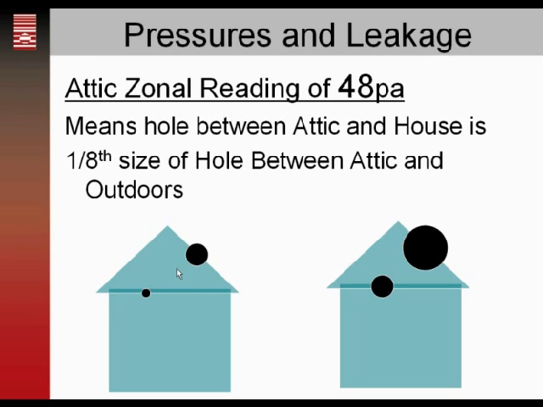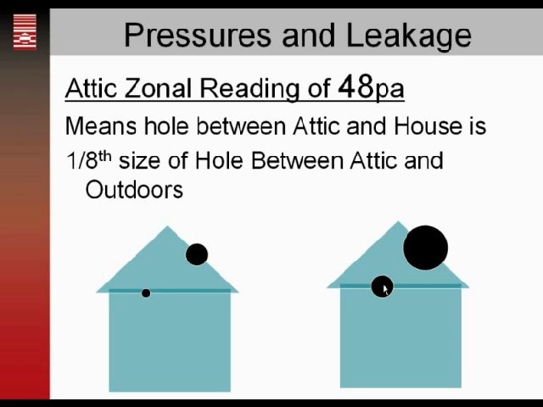So in this example now, we're showing that we've got a zonal reading house to zone of 48. So now our hole between the house and zone is 1/8 the size of the zoned outside hole. Again, it doesn't tell you anything about the size of the hole, just the ratio of leaks. So you can see in this example, the hole size, we've got a 48 Pascal reading house to zone.